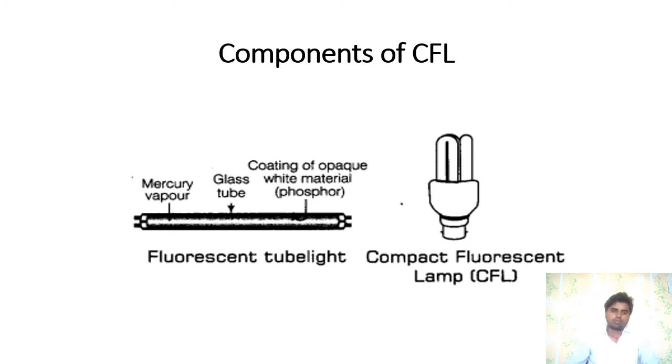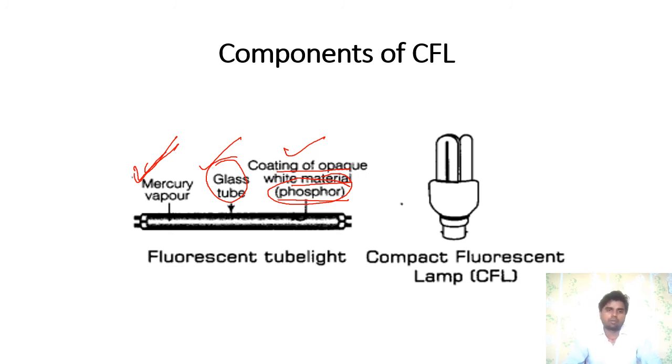So we can see that inside a CFL there is mercury vapor. Then there is a glass tube, and there is a coating of opaque white material. What type of vapor is there? There is mercury vapor. Then the outside is a glass tube, and that glass tube has a coating of opaque white material, that is phosphor. Phosphor is a white material which makes the CFL look white.